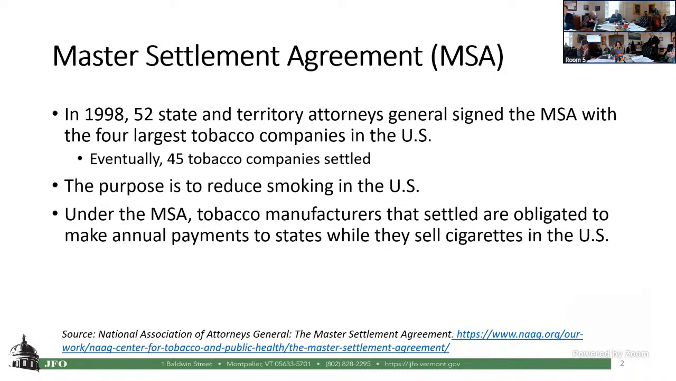But generally, there was a settlement with the tobacco companies. The money that came from the settlement is supposed to be used to reduce smoking rates in the United States. And part of the settlement is that the tobacco manufacturers make annual payments to states when they sell cigarettes in the U.S.